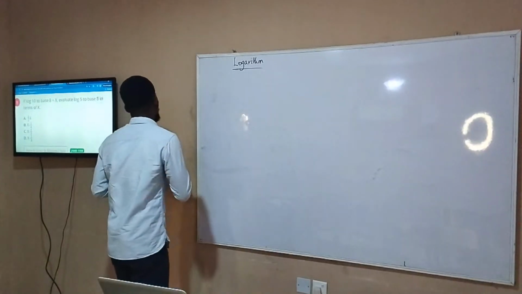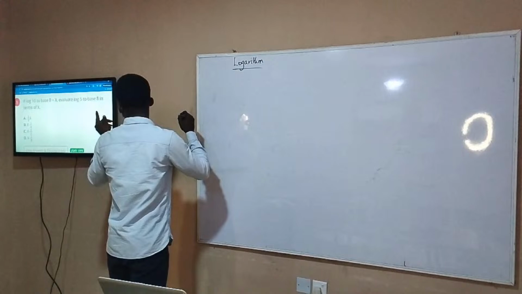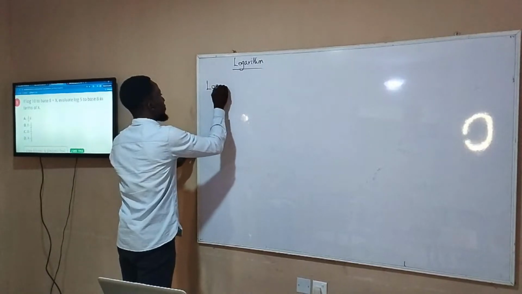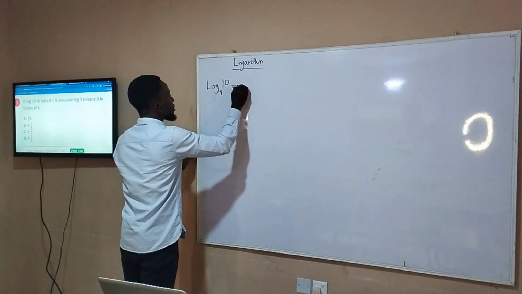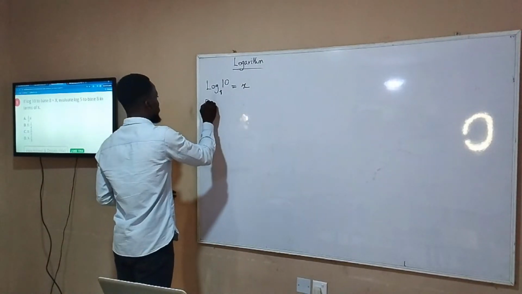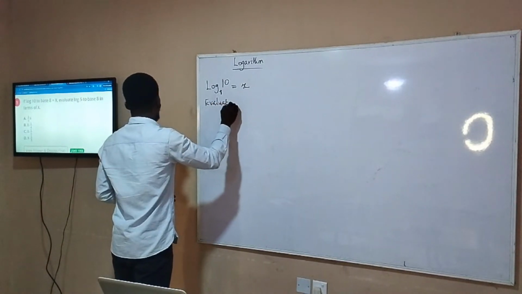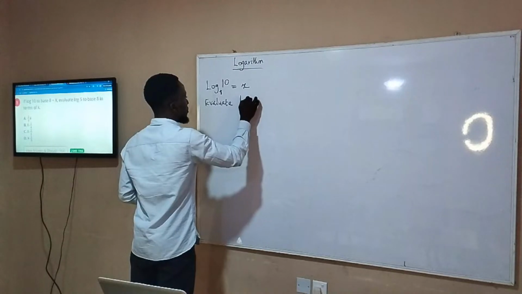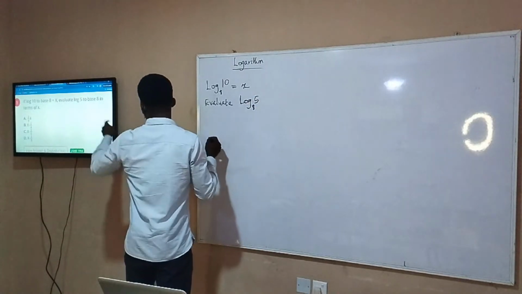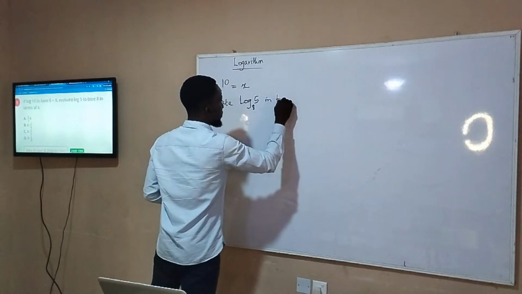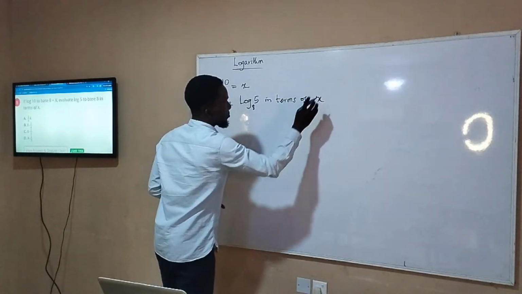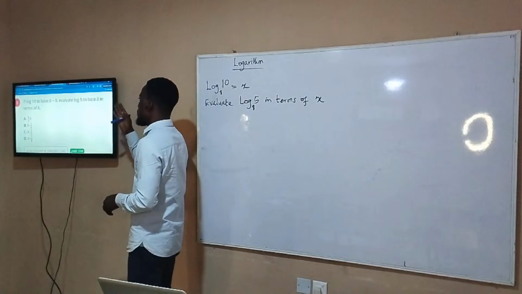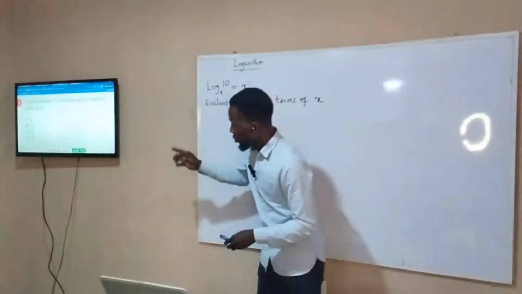So we have this question which says, if log 10 to base 8 equals x, we have to evaluate log 5 base 8 in terms of x. Please take note of that. So that is the question. If log 10 to base 8 equals x, evaluate log 5 to base 8 in terms of x. So we have those options there.